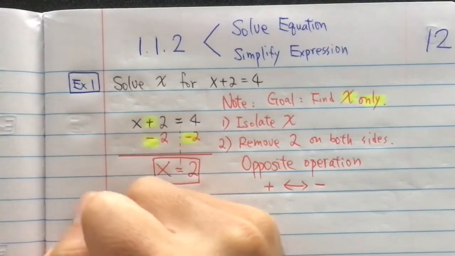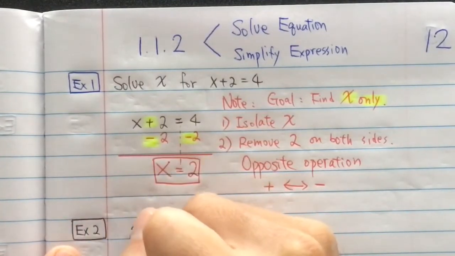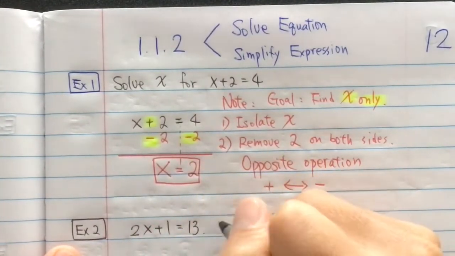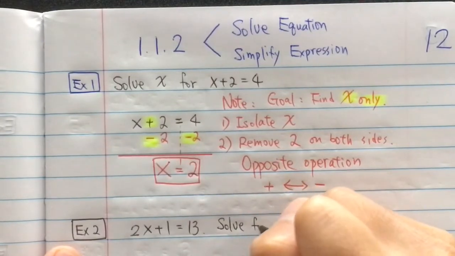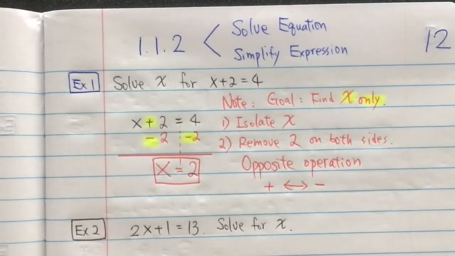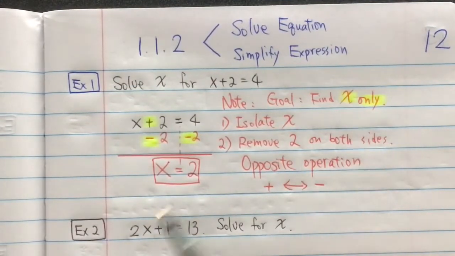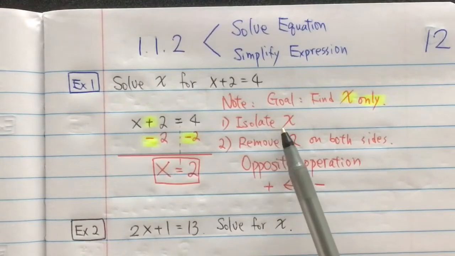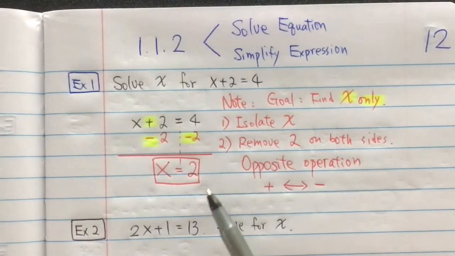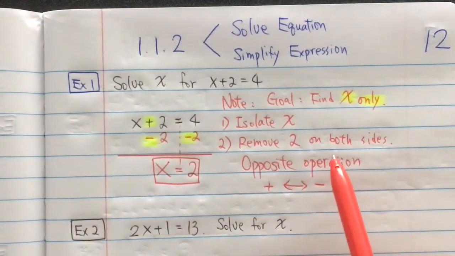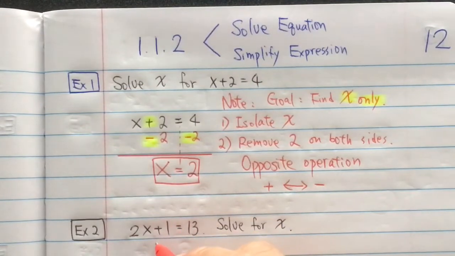Now let's see question 2. 2x plus 1 equals 13. Again, solve for x. Solve for x means find the value of x. How? Ladies and gentlemen, we will use the exact same way. Remember, our goal is to find x only. So that means we need to isolate x. How to isolate x? We need to do the opposite operation here. Here we have 1, so we minus 1 on both sides.